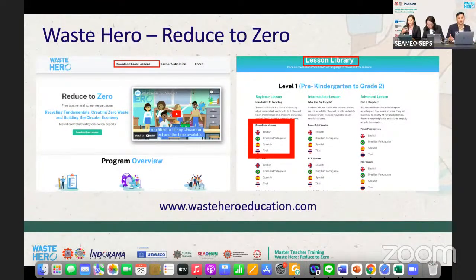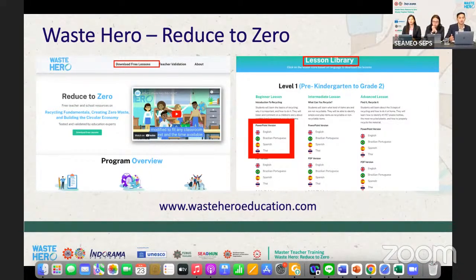Let me introduce vastheroeducation.com. Vast Hero is a free global education program which your students can learn about recycling fundamentals, creating zero waste, and building the circular economy, created by experts and educators together. This on your screen right now is an example from the website page. This is a website with all the lessons. The picture on your left-hand side is the home page with a promo video.